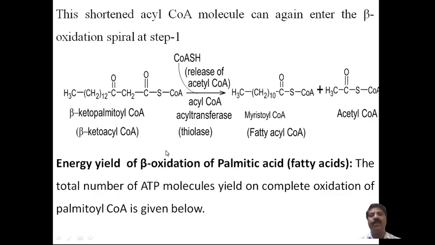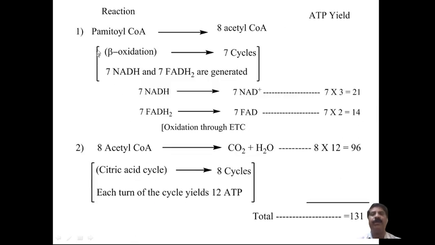Now coming to the energy yield of beta oxidation of palmitic acid. This is for your syllabus. Therefore, the total number of ATP molecules yielded on complete oxidation of palmityl coenzyme A is given below. First reaction and the ATP molecules yielded: the palmityl coenzyme A is converted into 8 acetyl coenzyme A.